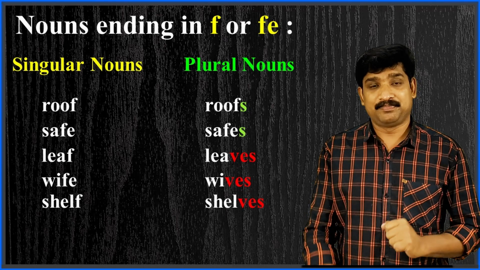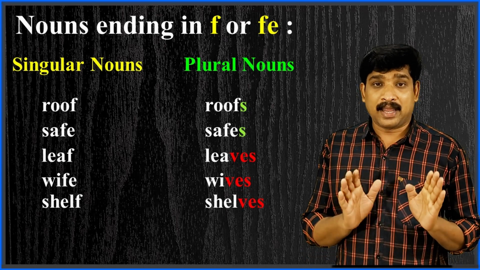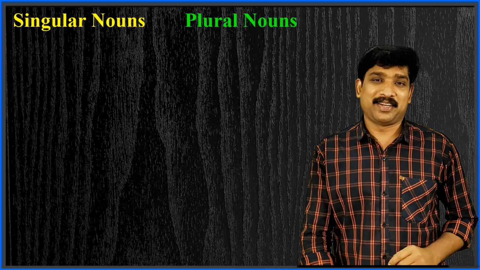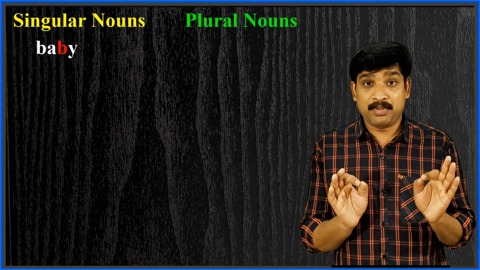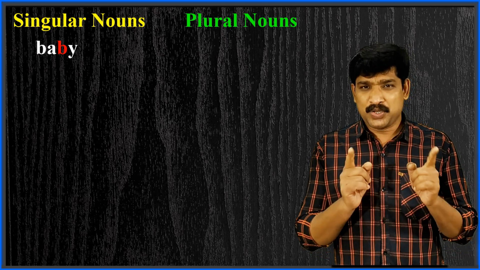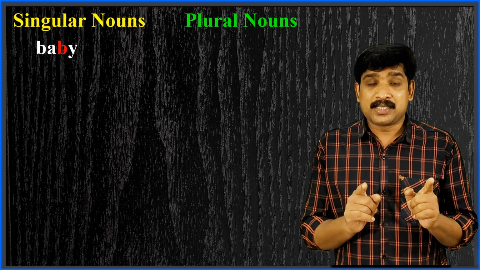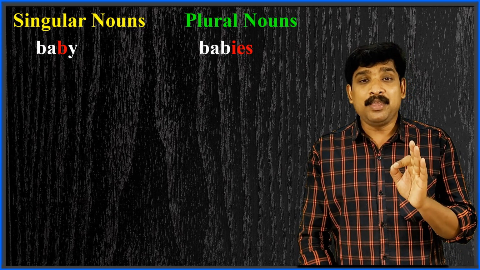Let's practice together. I'm going to give you a singular noun and I want you to try and find out the plural form of the singular noun. Okay? Let us give it a try. The first word is baby. Baby. Don't forget it ends with a consonant Y. Do you remember the rule? It's babies with IES. Baby, babies.